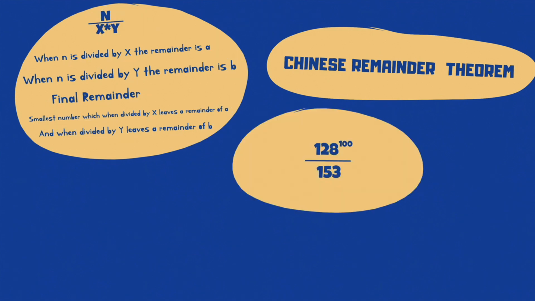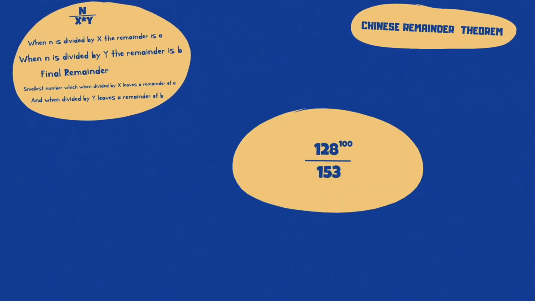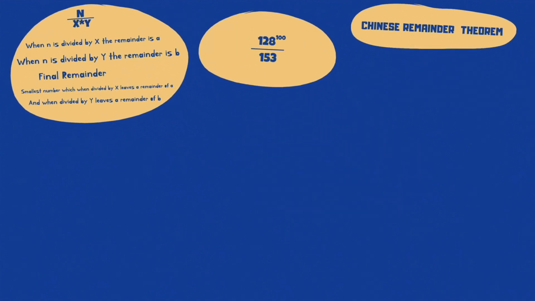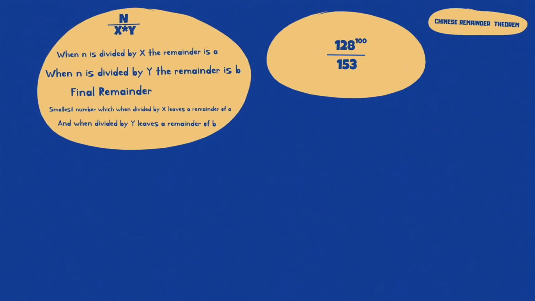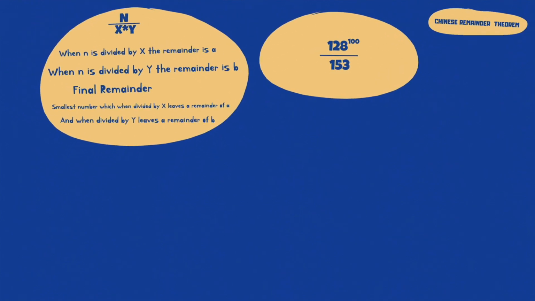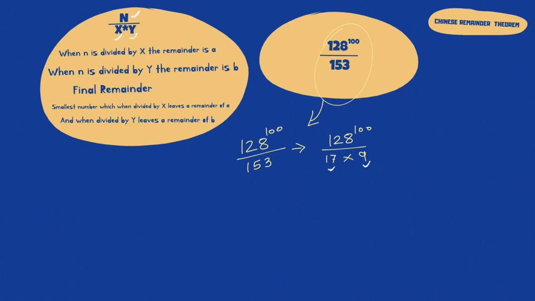So we start with a number which is 128 raised to 100 divided by 153. The first step of the Chinese remainder theorem is, as I said, you split the denominator. Can I split the denominator 153? I can write this as 17 into 9. Now just compare this with the problem. N is now 128 raised to 100, x is 17 and y is 9.